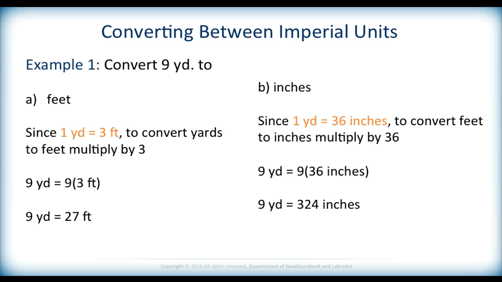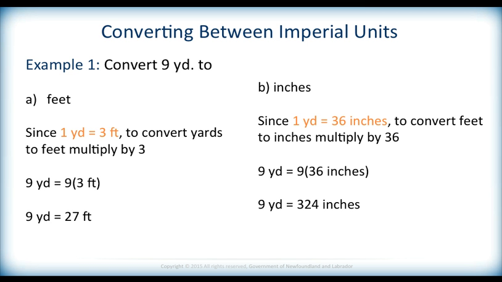Let's next look at an example and how to convert between imperial units. In example 1, we want to convert 9 yards to first feet and then inches. It is important here to keep that table in mind as a reference so we can go back and forth and look at what conversion unit will be the best. Here we can use that 1 yard equals 3 feet. Given that we have 9 yards and we want to move to feet, we are moving from left to right. So to convert yards to feet, we must multiply by 3. 9 yards equals 9 times 3 feet. Therefore, 9 yards equals 27 feet.